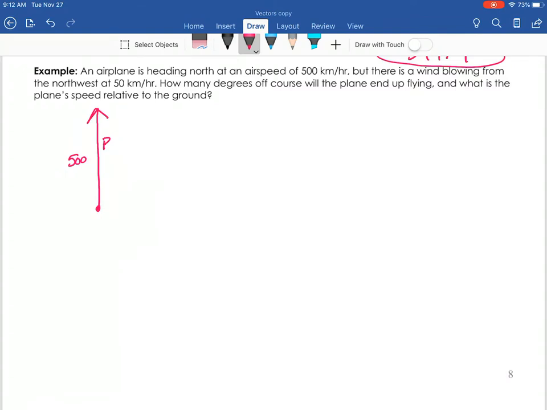Okay. There's a wind blowing from the northwest at 50 kilometers per hour. Okay, coming in from the northwest, if it doesn't give you a specific degree, you can just say that it's at the 45-degree angle. So here's the wind coming in from this direction. So this is 45 and this is 45.